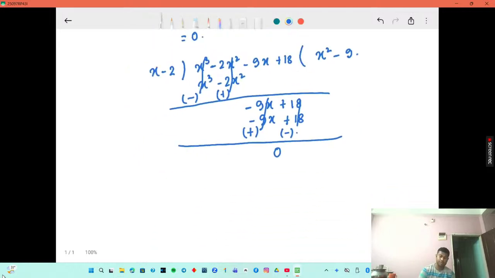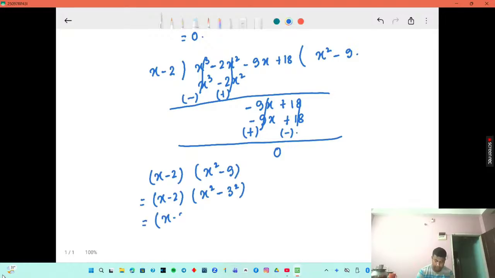So the factors of this equation are x minus 2 and x squared minus 9, which is equal to x minus 2 times x squared minus 3 squared, that is x minus 2, x minus 3 and x plus 3. Therefore, the factors of this given expression are x minus 2, x minus 3 and x plus 3.